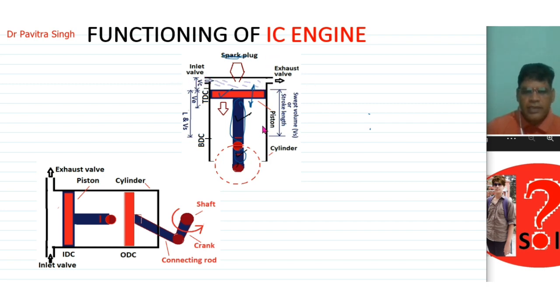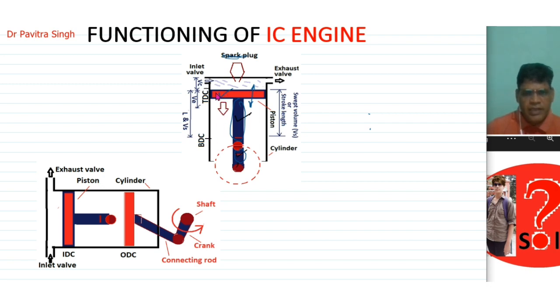Here you can see the piston moving from TDC to BDC. TDC is top dead center and BDC is bottom dead center. The piston cannot go beyond this point in the upward direction, so this is called top dead center. This is the dead position in the upward direction, and this is the dead position of the piston in the downward direction. Below this point the piston cannot move, so this is bottom dead center.